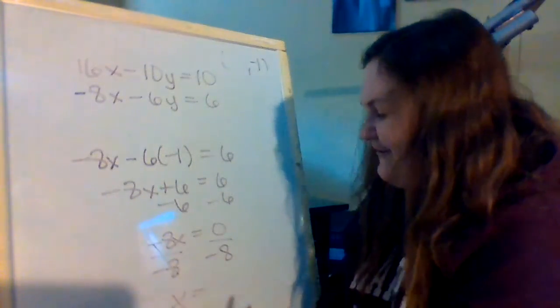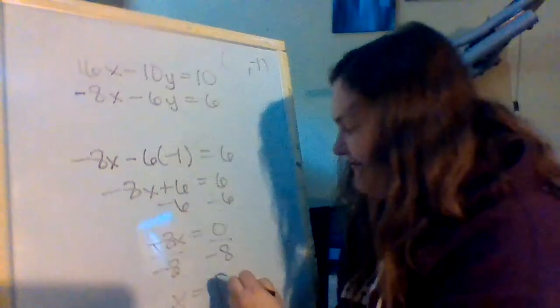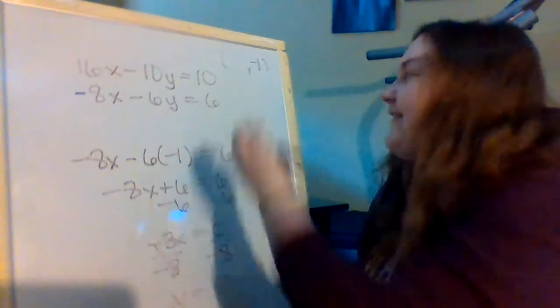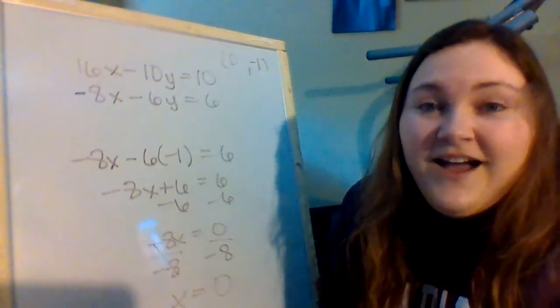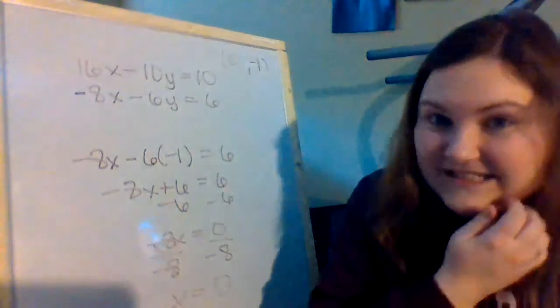When we go to finish solving, 0 divided by negative 8 gives you 0. So our final answer would be 0, negative 1. Hopefully this helps a little bit with elimination.